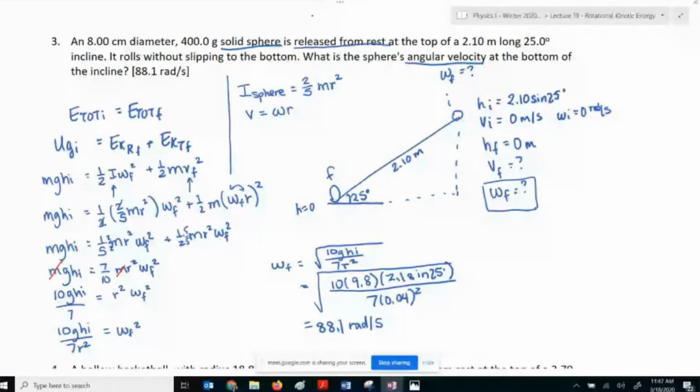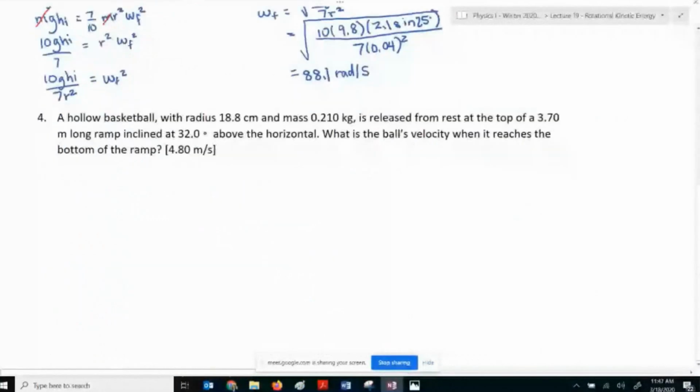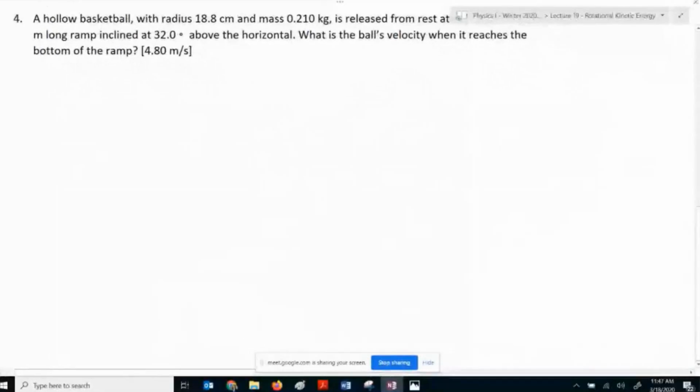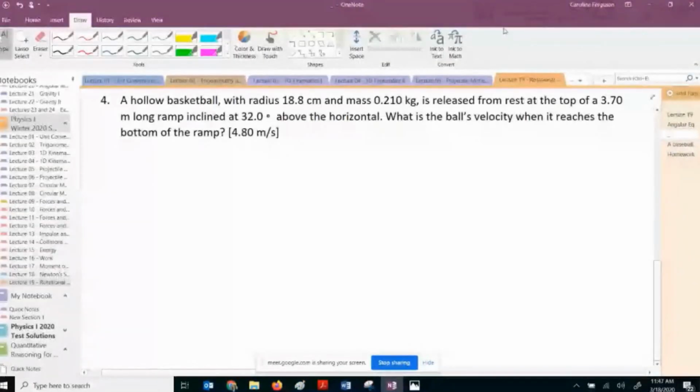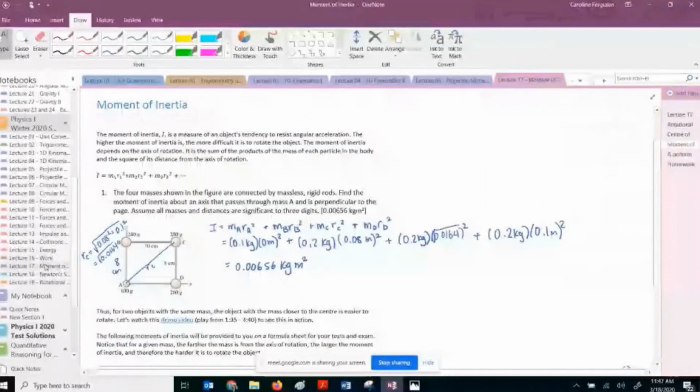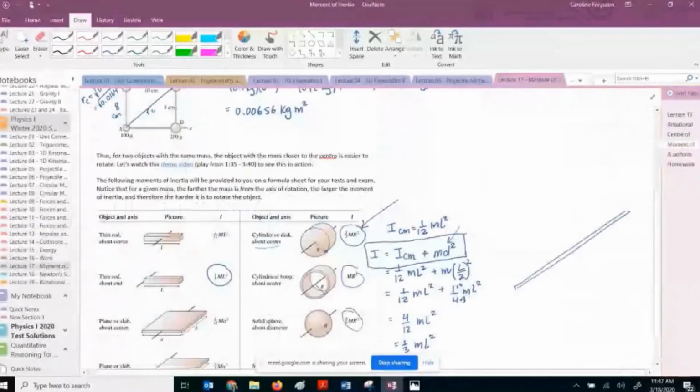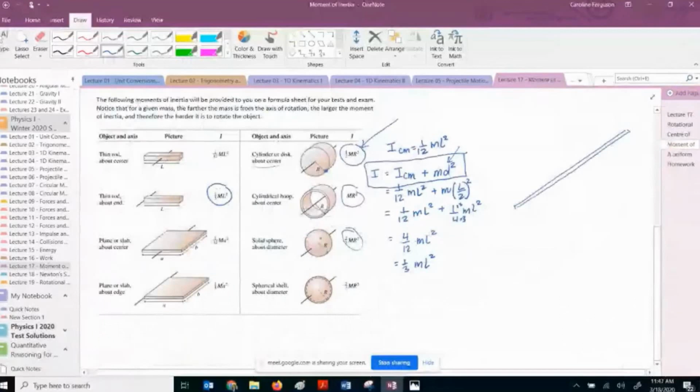So let's do number 4. A hollow basketball. So what's the shape of a hollow basketball? If we take a look at the image with all of the moments of inertia, the table. Is it a solid sphere or a spherical shell? Spherical shell, right. Spherical shell means it's like a basketball.